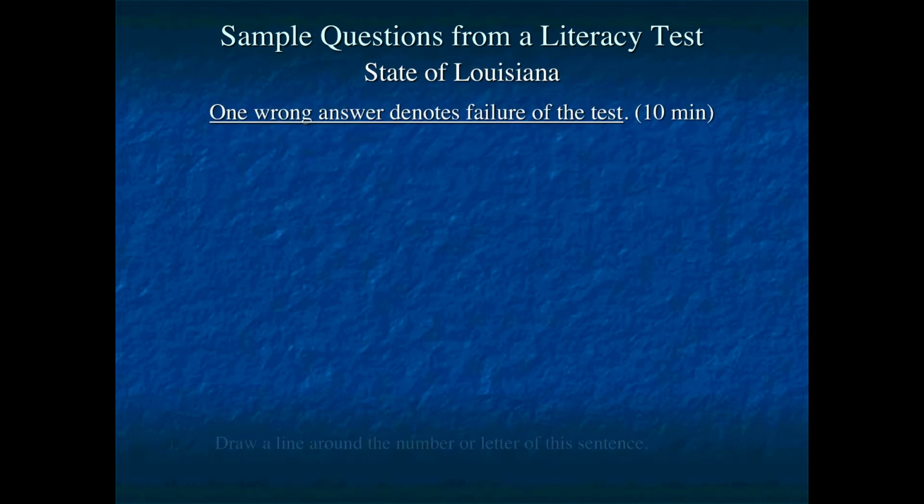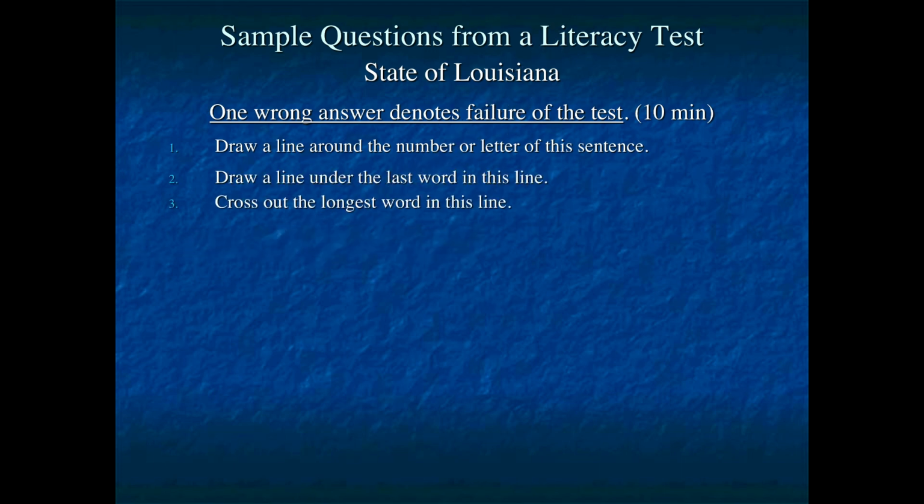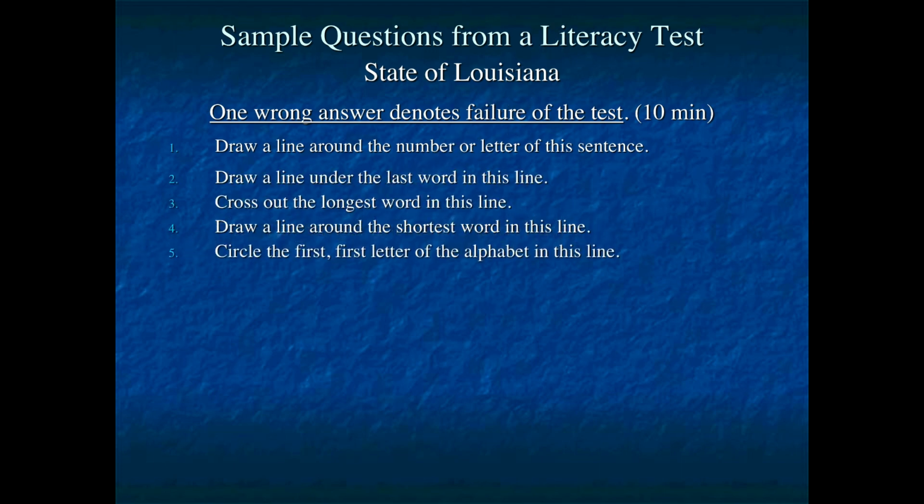These are all difficult questions trying to confuse you. Again, you only had 10 minutes to do them. I don't have enough time to go through all of them. But for instance, draw a line around the number or letter of this sentence. Draw a line around, okay? But not a circle, right? So it's just a line around. You can't complete that circle.